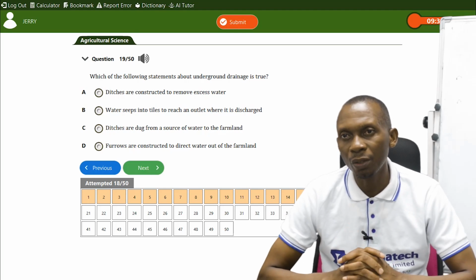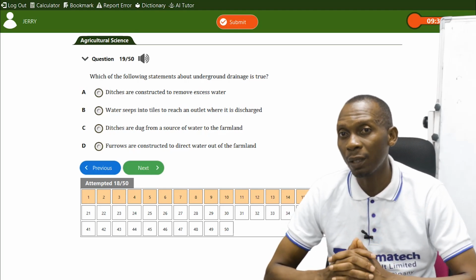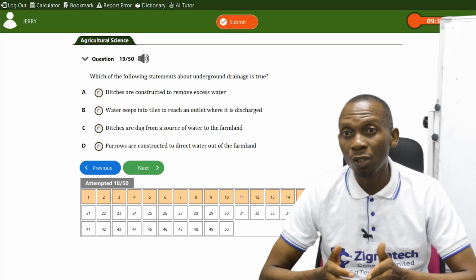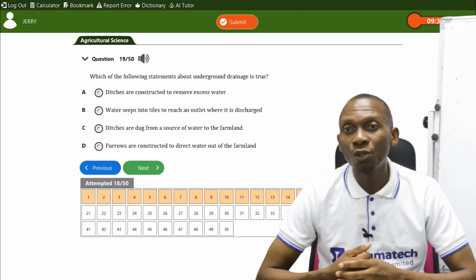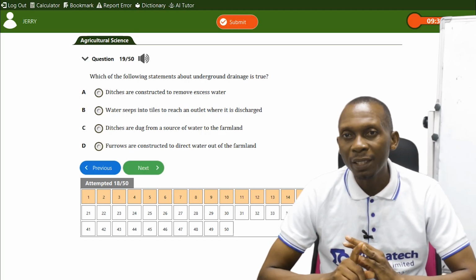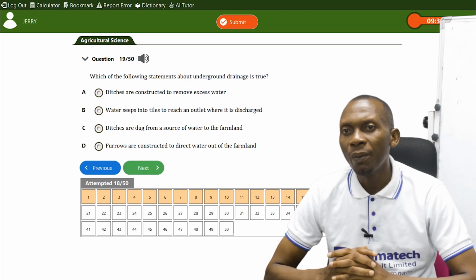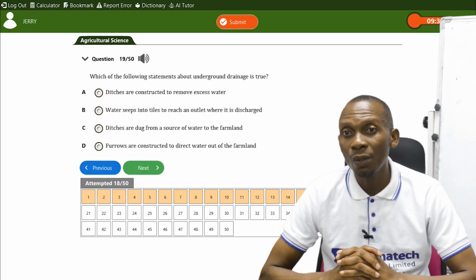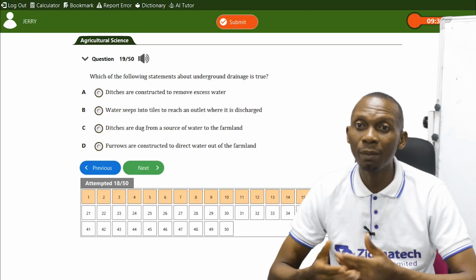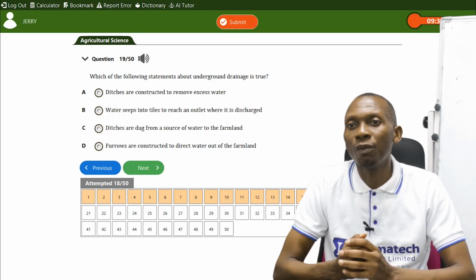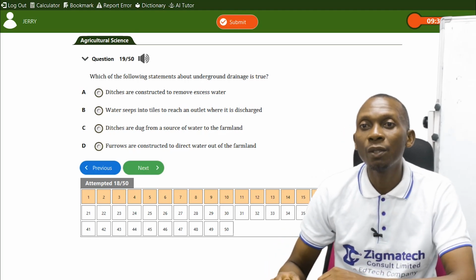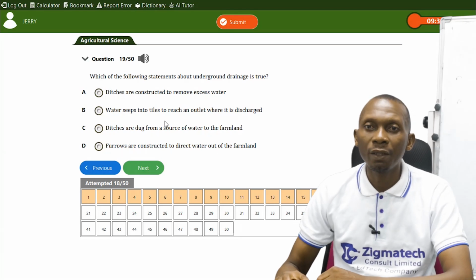Now, all of this description still talks about drainage, which is the removal of excess water. But when we're talking about underground drainage, which is the same as subsurface drainage, it's different from surface drainage. Now, ditches has to do with surface drainage, when you talk about ditches, when you talk about furrows. But here, the ideal answer is tiles or moles which are placed beneath the ground, at the roots of the plants, beneath the soil, to help get rid of water from the land. So the answer here is water seeps into tiles to reach an outlet where it is discharged.